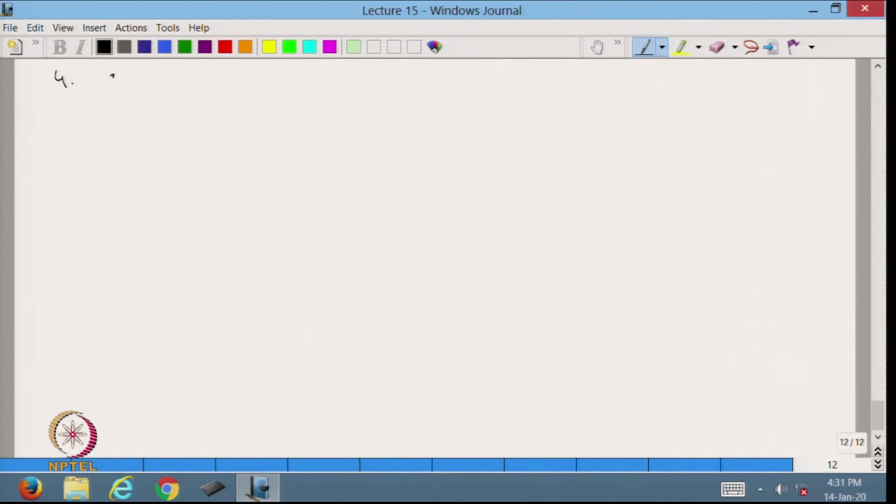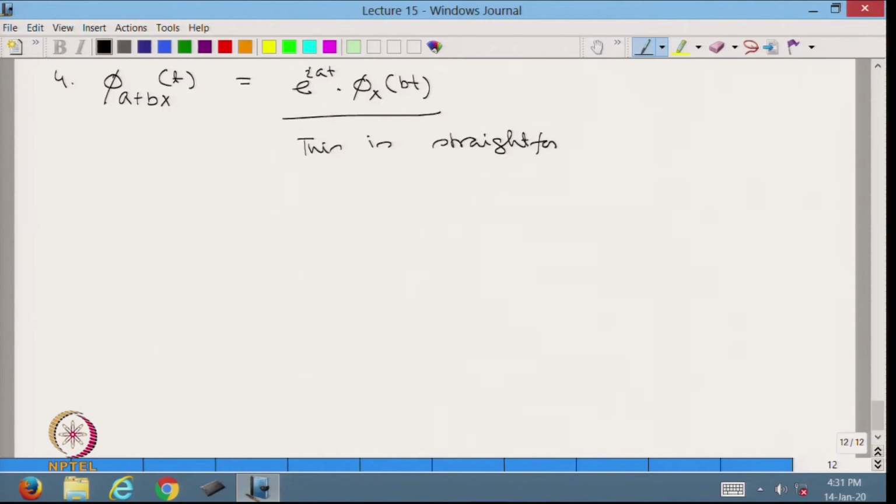4, phi of a plus b x at t is equal to e to the power I a t into phi x at b t. This is straightforward, and I leave it as an exercise.